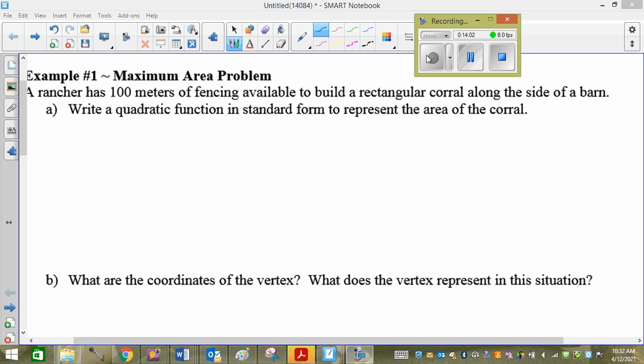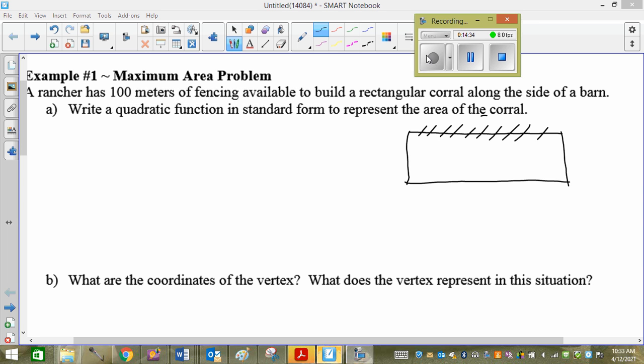Okay, let's get started, everybody. So we have a problem that says a rancher has 100 meters of fencing available to build a rectangular corral around the side of a barn. So right away, as soon as you get a word problem like this that deals with perimeter or area, we want to draw out the scenario because seeing this visually is going to help us a lot. So let's make the rectangle they're talking about.